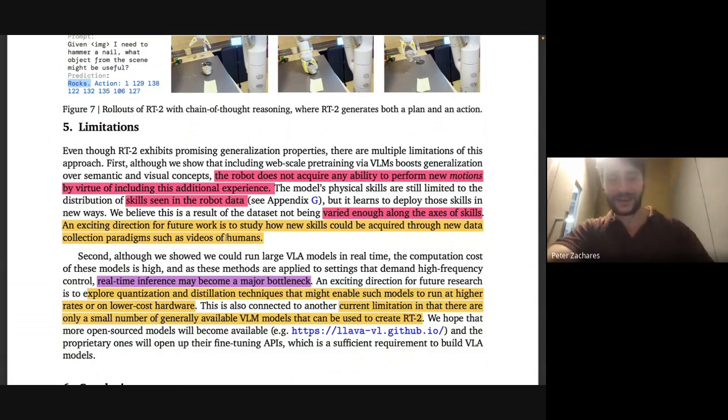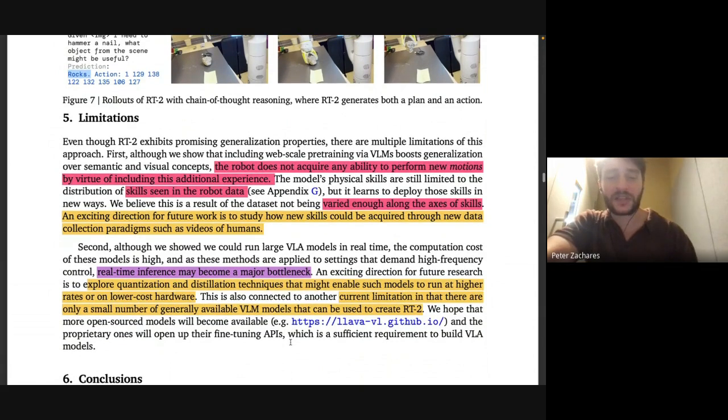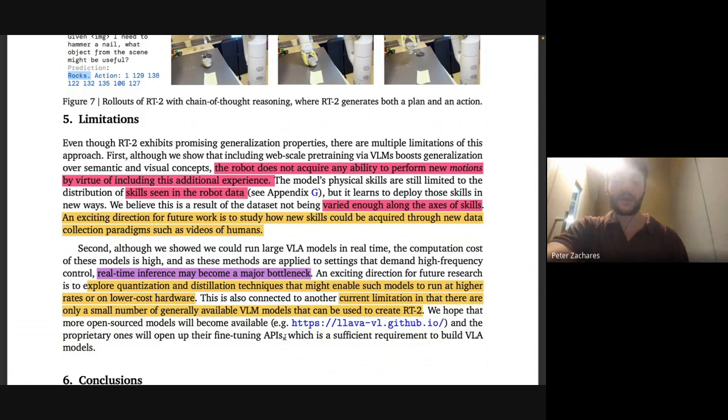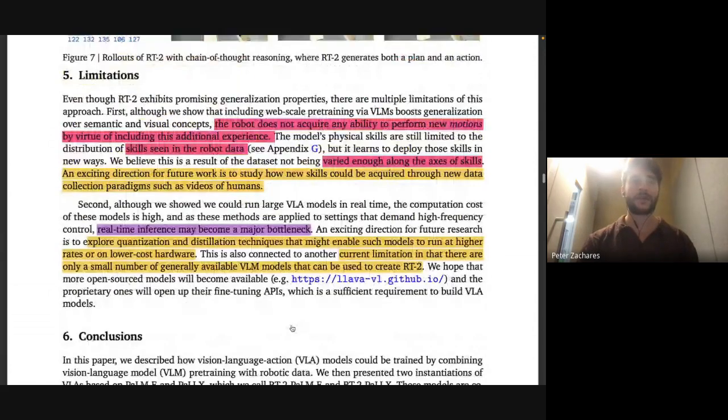And one irony of the limitations, I thought, is that they say another current limitation is that there are a small number of generally available visual language models that can be used to create RT-2. We hope that more open source models will become available, and the proprietary ones will open their fine-tuning APIs. I was like, yeah, that makes sense. But they didn't make their models openly available. So I don't know, if you're encouraging other people whose work is creating visual language models to make their models open source, then shouldn't you also make your model open source, or maybe not? I don't know. But that was something I was thinking. But yeah, that's the paper.